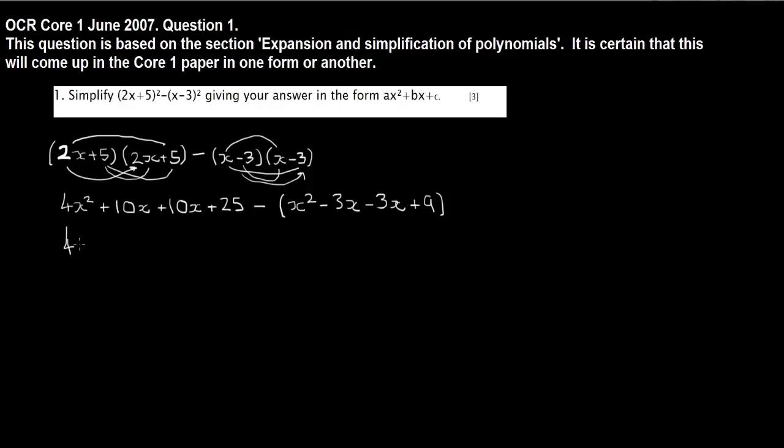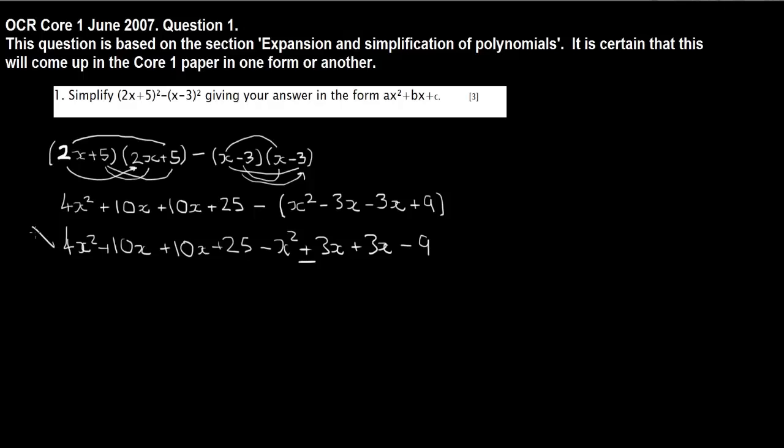Now what we have to do is remove that bracket. So we'll rewrite this as 4x squared plus 10x plus 25, minus x squared. Minus minus 3x is plus 3x. It's important that we get that right, that plus sign. Minus minus 6 is another plus 3x, and minus 9. So it's important we get the signs right when we remove that bracket.